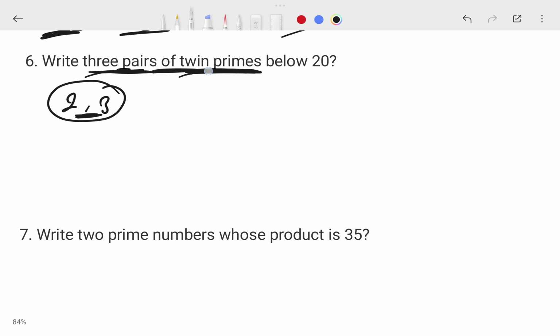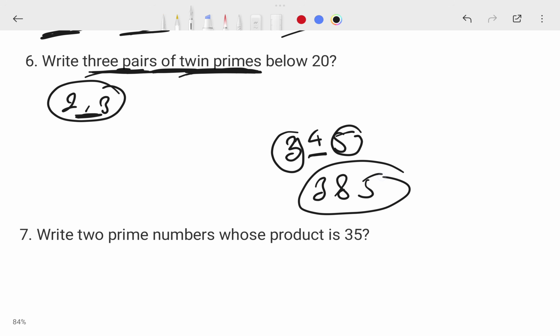And twin primes are the numbers with exactly one number between them. Like 3 is there, it is a prime number. After the gap there is 4 in between, and after that 5. 5 is also prime, 3 is also prime. So this is our twin prime pair. Why? Because it has only 1 gap, and that is called twin primes.